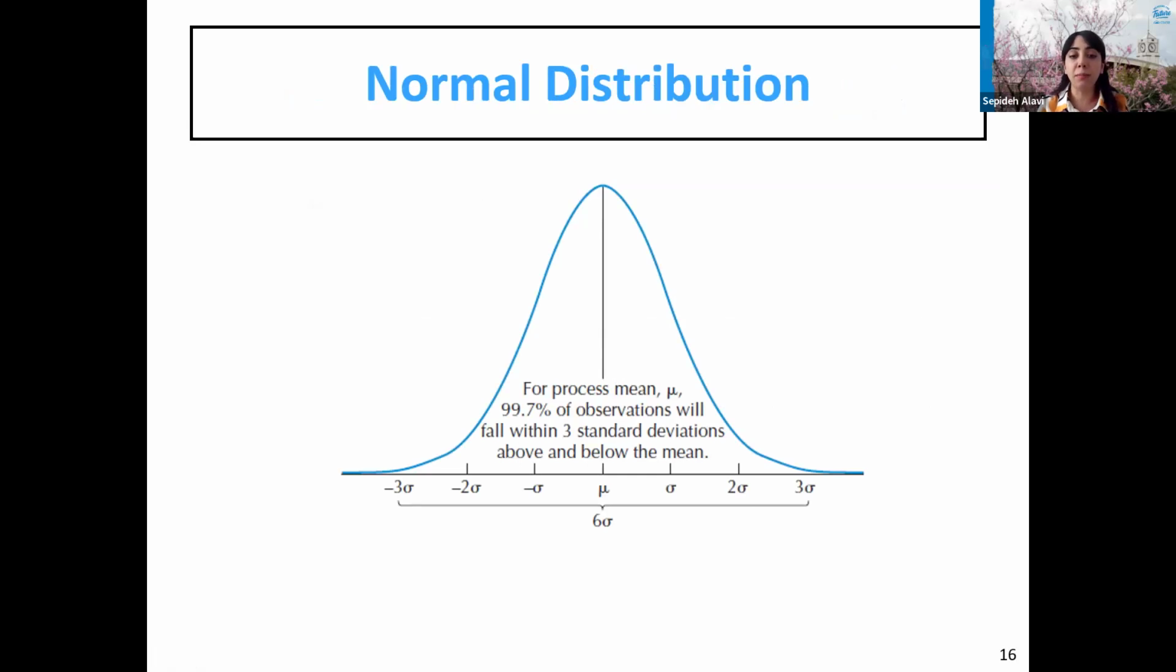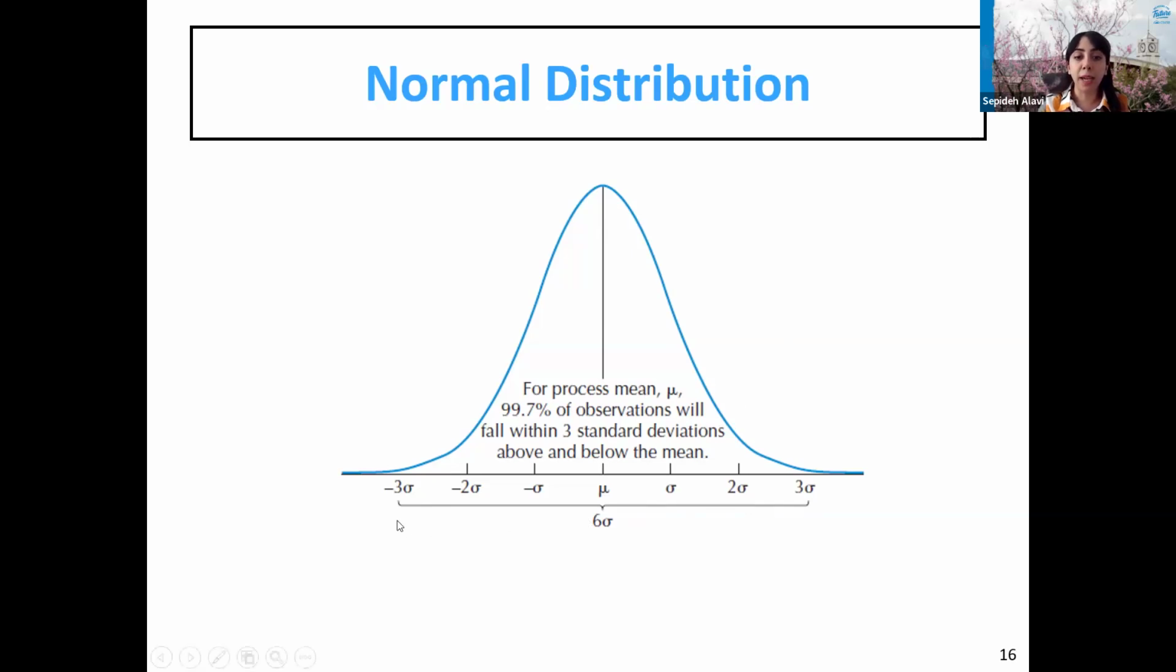In a normal distribution with a mean of mu and a standard deviation of sigma, approximately 99.7% of the observations will fall within 3 standard deviations above the mean and below the mean. That's one of the properties we can see in every normal distribution, regardless of the value of the mu and standard deviation.